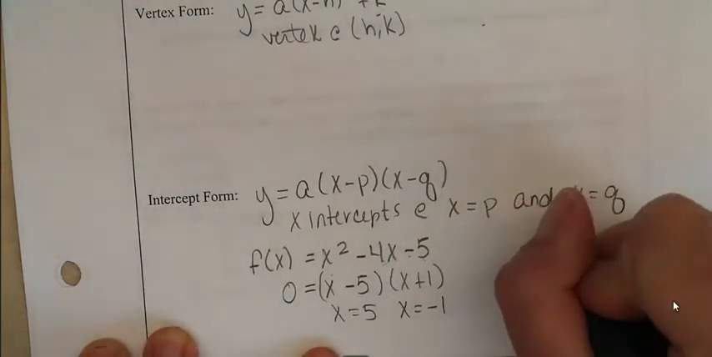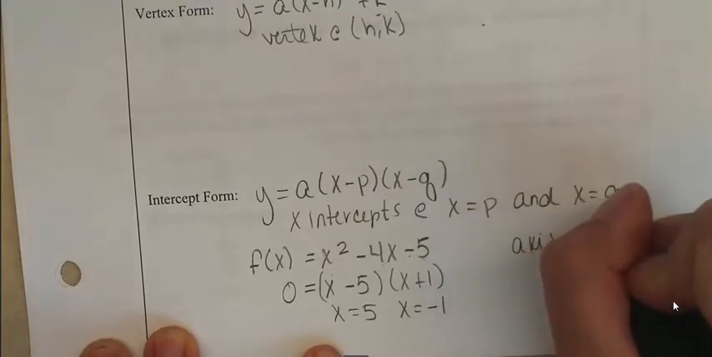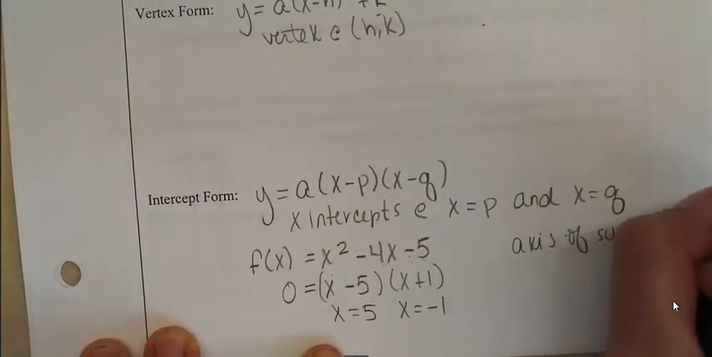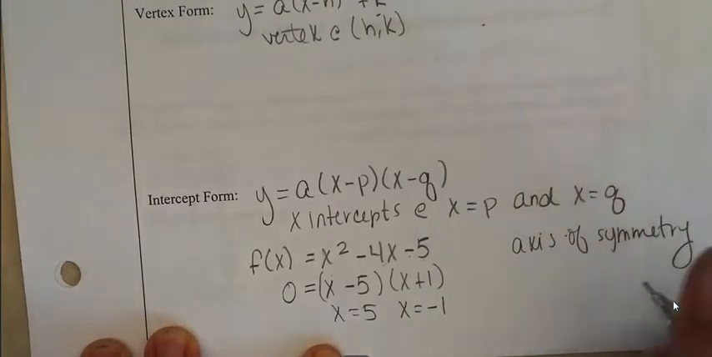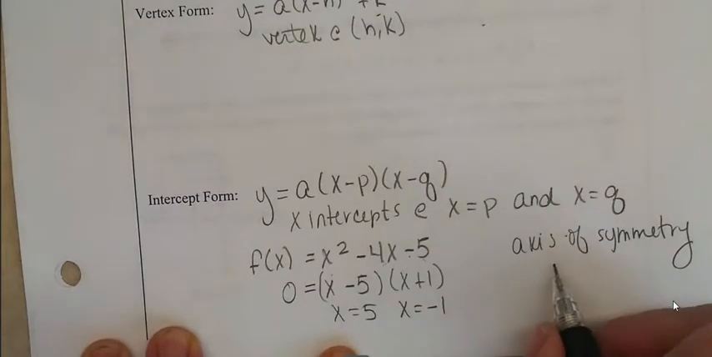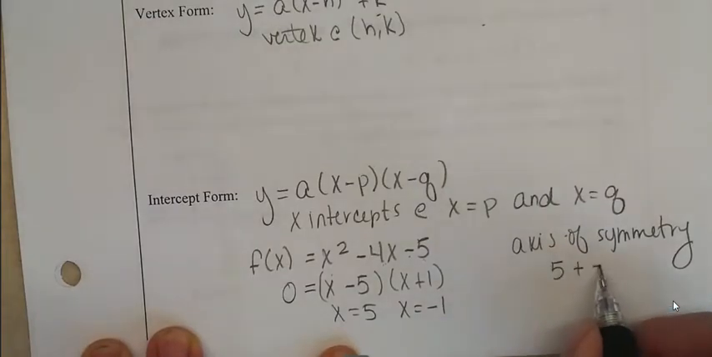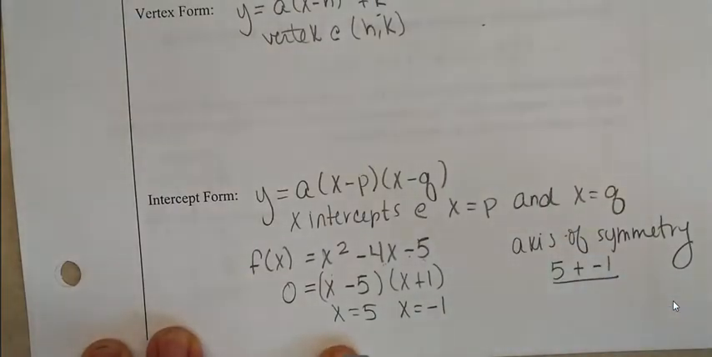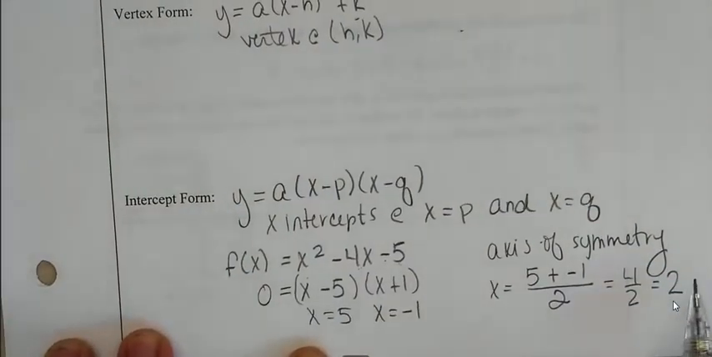Okay, so the axis of symmetry is going to be at the average, or right in the middle of these two x-intercepts. So I could do 5 plus negative 1, divided by 2. That's how we get the average. 4 divided by 2 equals 2. And then again, I've got that x value. I can plug it back in and figure out what my y value is.